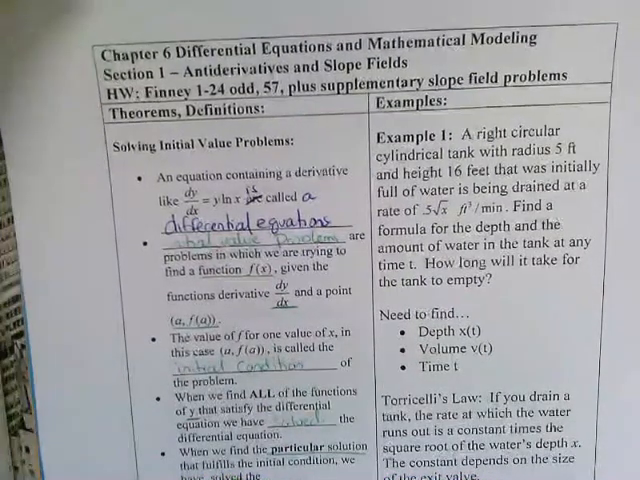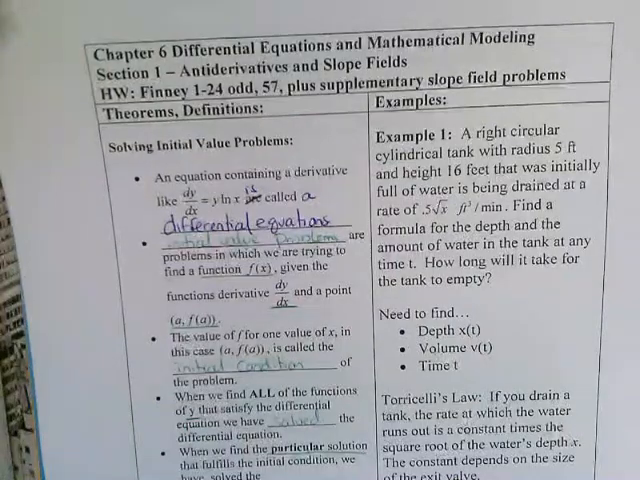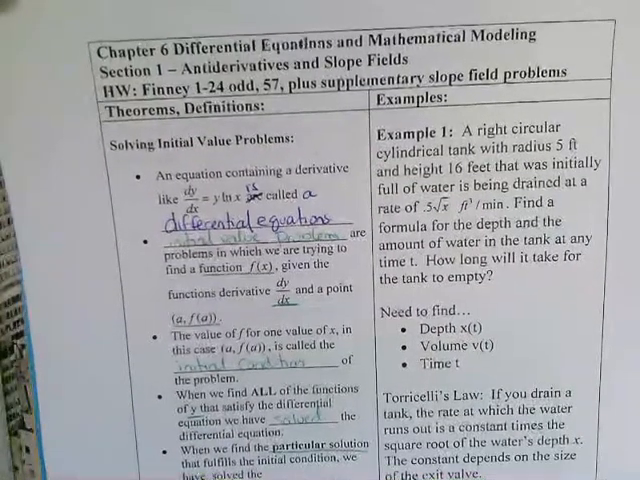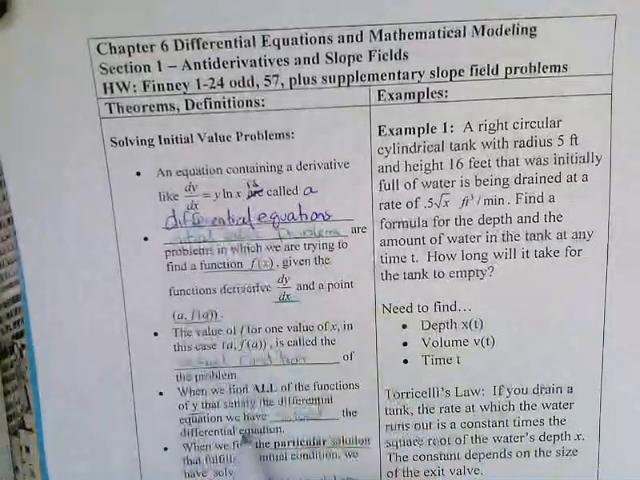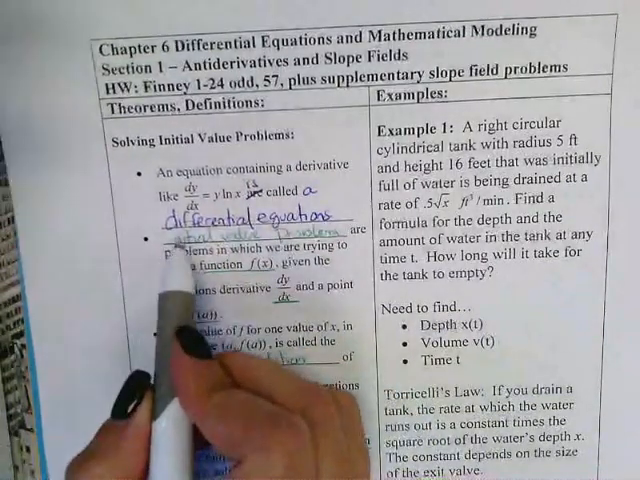Alright, so Chapter 6, Differential Equations and Mathematical Modeling. Section 1 is Antiderivatives and Slope Fields. We kind of started this off a little bit, and I do want to fix a few things.